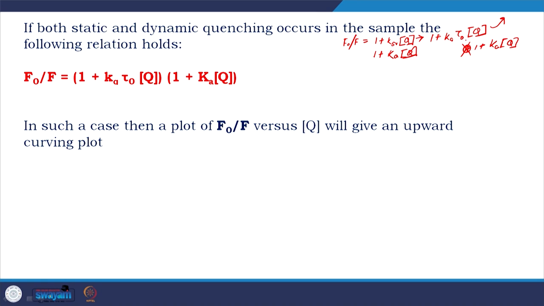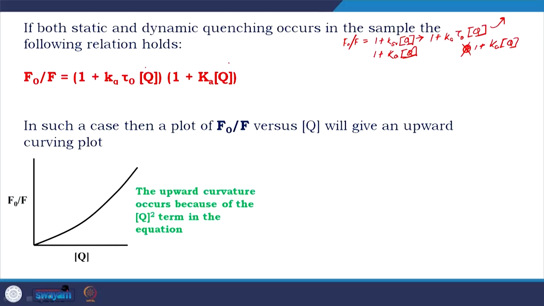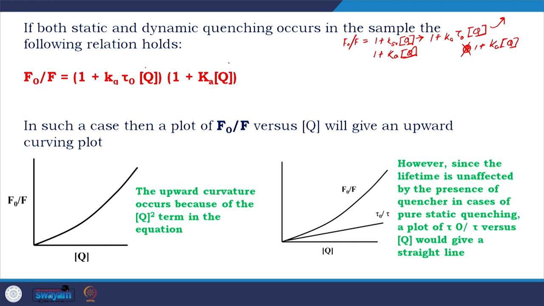they would be multiplied. In such a case, a plot of F0 by F versus Q will give an upward curving plot rather than a straight one. The upward curving is because Q is present in two factors, so you are multiplying that, you are getting the effect of Q square. So, the upward curvature occurs because of the Q square term in the equation. Now, when you plot tau0 by tau, you still get a straight line. Why? Since the lifetime is unaffected by the presence of the quencher in case of pure static quenching, the plot of tau0 by tau versus Q would give a straight line.